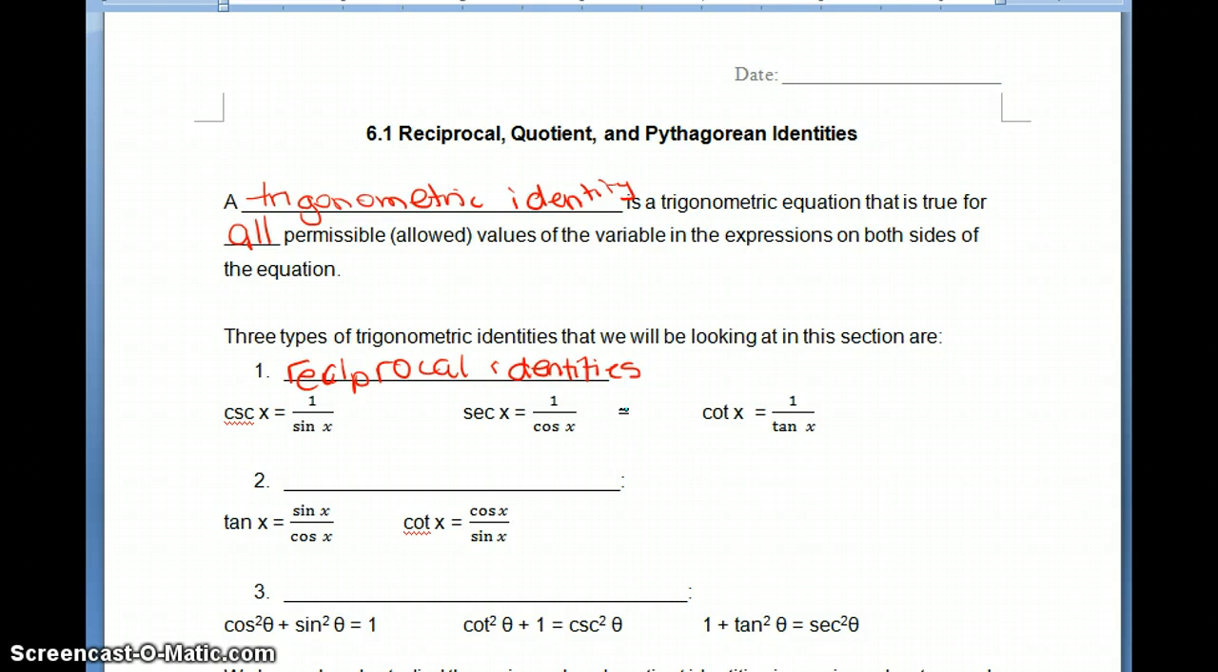If you notice, they are literally the reciprocal. So 1 over sine of x is equal to the cosecant of x. Secant x is 1 over cos, and cotan is 1 over tan. You've already seen that. Hopefully nothing new. We're just putting a name onto them if you haven't given them a name yet. Number 2 is our quotient identities. That's your tan of x, which we can rewrite as sine of x over cos of x, and cotan of x, which is cos divided by sine of x.